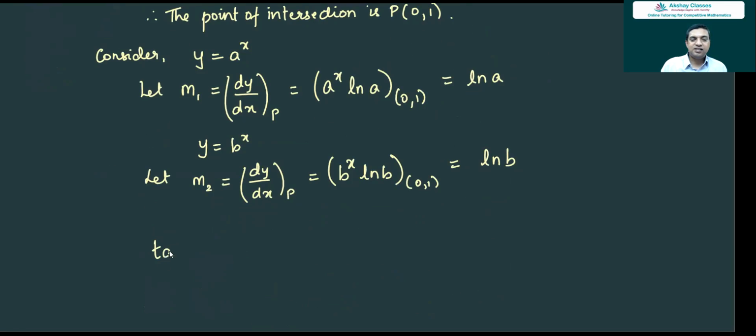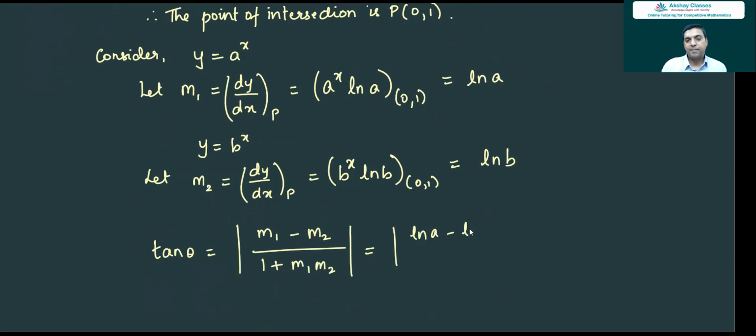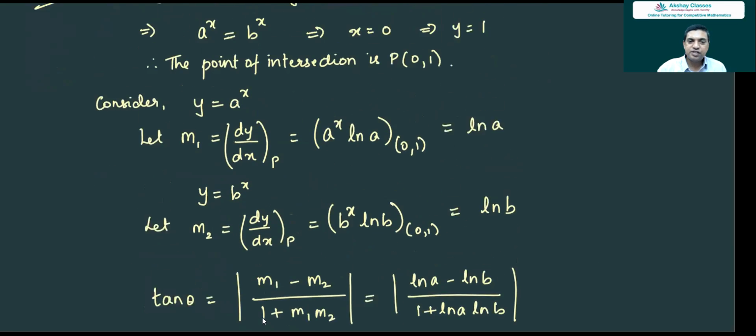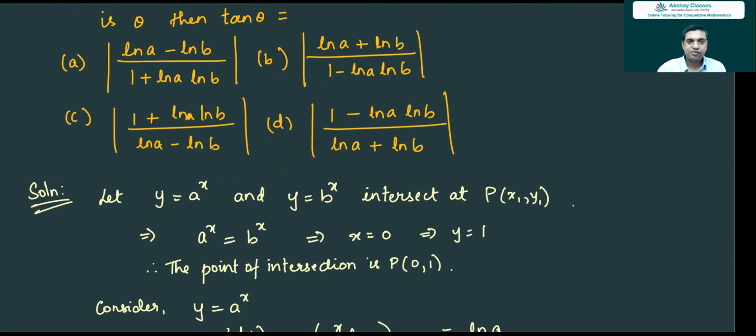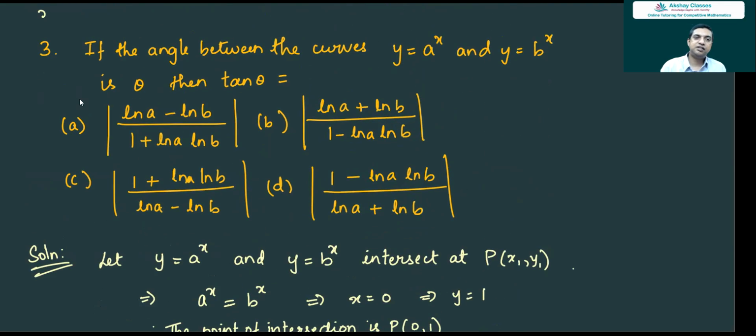So what is tan theta? It is modulus of (m1 minus m2) by (1 plus m1 m2). So we get (log a minus log b) by (1 plus log a log b). So which is the correct option? The first option is correct. So I did 3 examples. Now I want you to start class time.